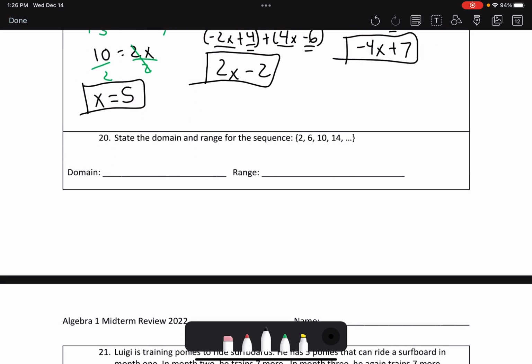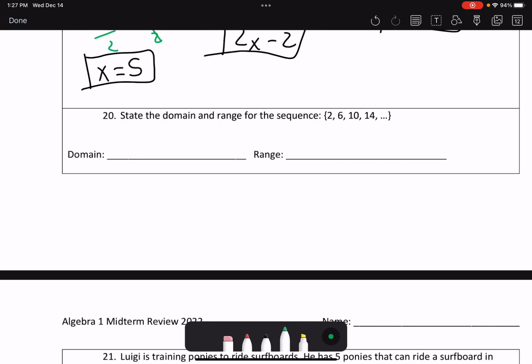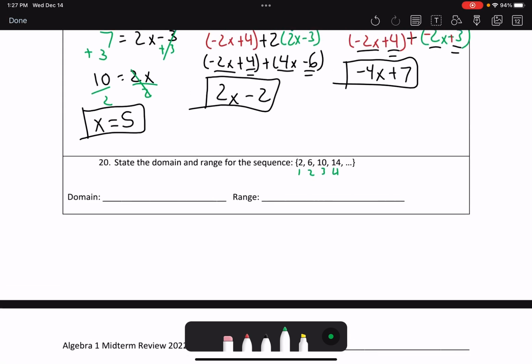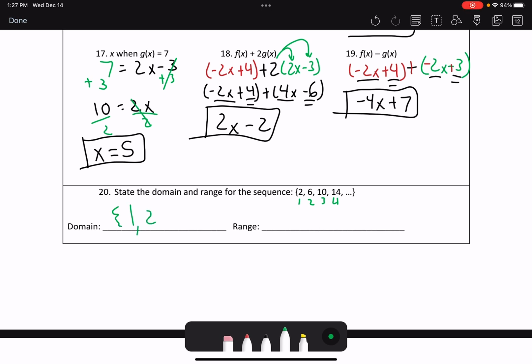All right, now we're going to go back to sequences just for a second. So I'm looking at an arithmetic sequence of 2, 6, 10, 14. And I want to identify the domain for this sequence. Your domain is just your counting numbers. So I'm looking at my term numbers here. So I've got term numbers of 1, 2, 3, and 4. So therefore my domain is just 1, 2, 3, 4, and it could continue on. And my range is going to be my actual sequence values. So I've got 2, 6, 10, 14, and it can continue on from there.